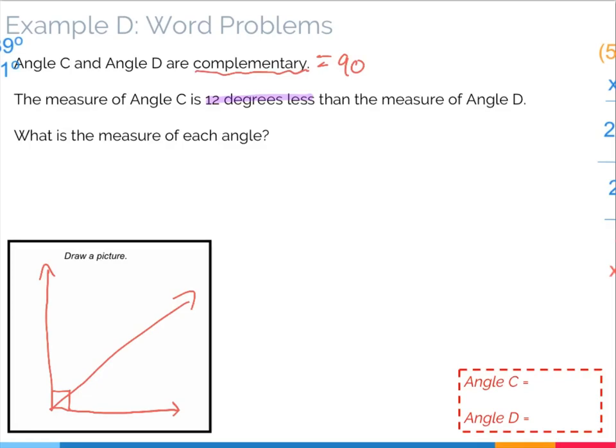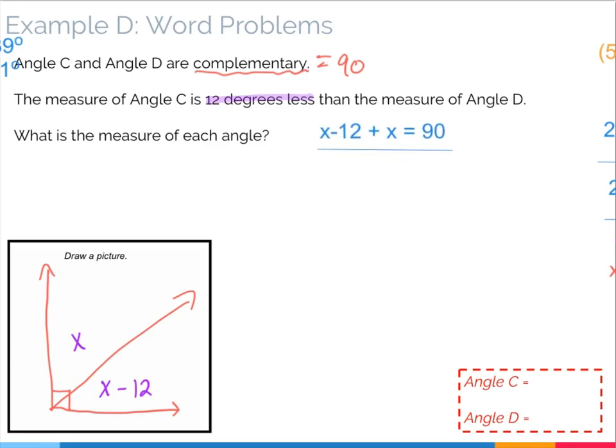One of our angles we don't know, so that's going to be labeled as x. And the other one we know is 12 degrees less than, so it's going to be x minus 12, because we know less than is subtraction. So now that we have that information, we can make our equation. We know that it's going to equal 90, so we're going to take our x plus x minus 12, and that's going to equal 90 degrees.